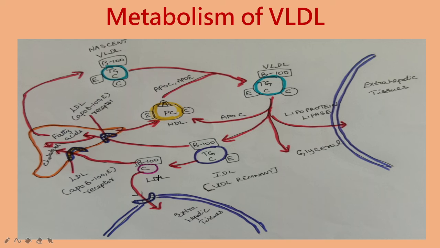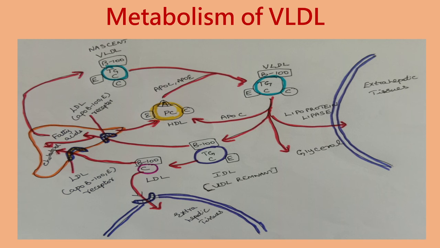So VLDL will be acting as the precursor for IDL. IDL will then be converted into LDL. It will contain only one molecule of apoprotein B100, because each LDL particle will be derived from only one VLDL particle. That's the meaning. So you derive one LDL particle from only one VLDL particle, so it will contain only one apoprotein B100.